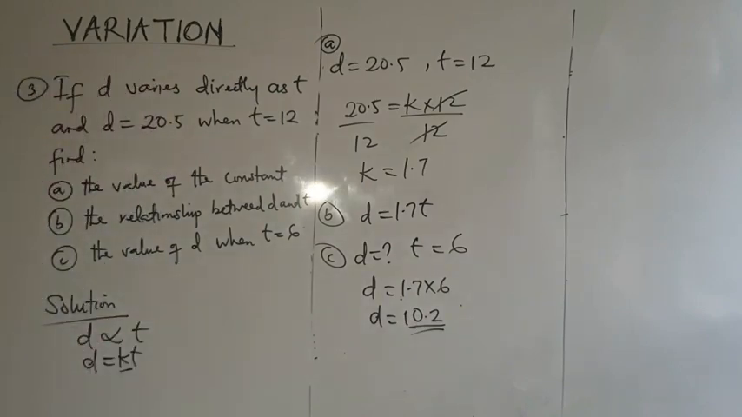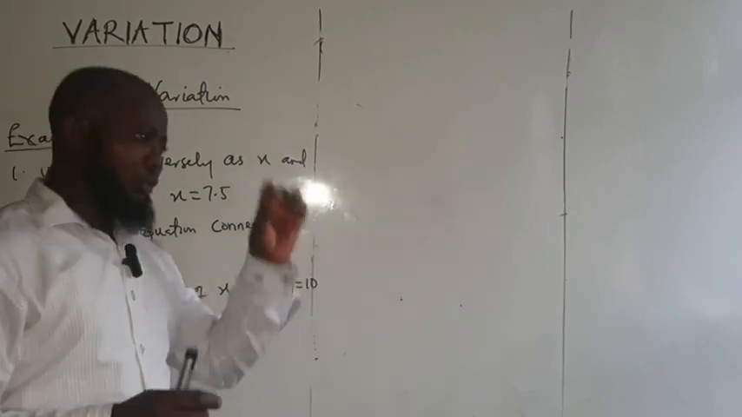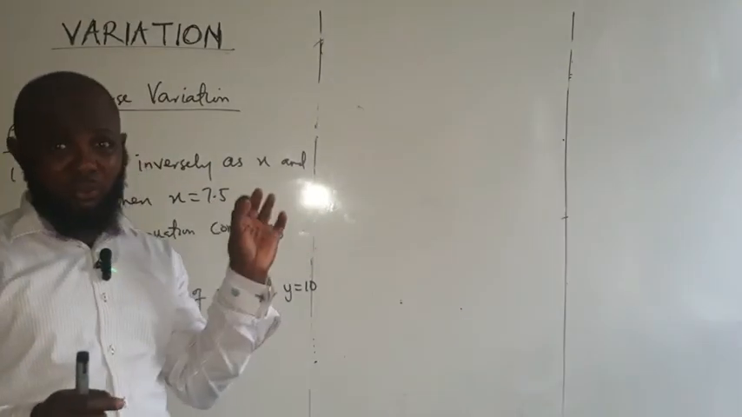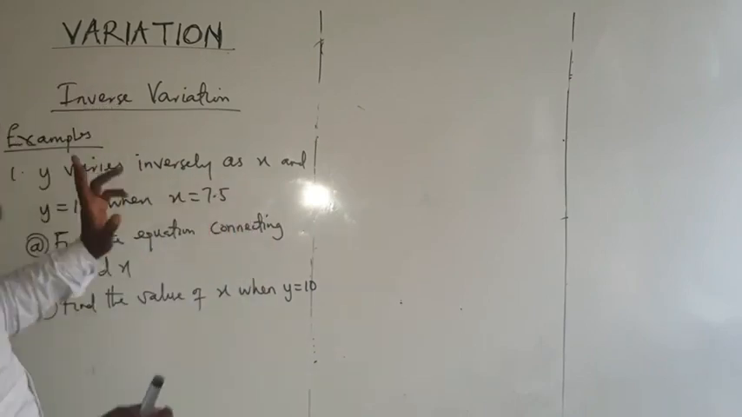So let's now talk about inverse variation. Alright, let's look at this inverse variation. Inverse variation is just the opposite of direct variation. We just have a slight difference between the two of them. Only one thing will make them different, and that is the word inverse.